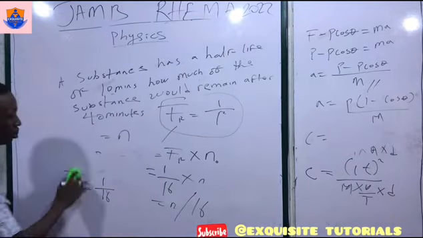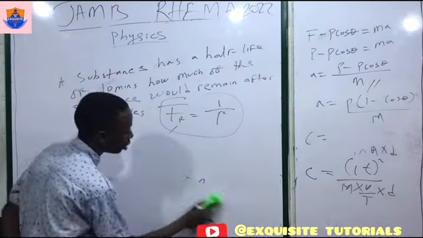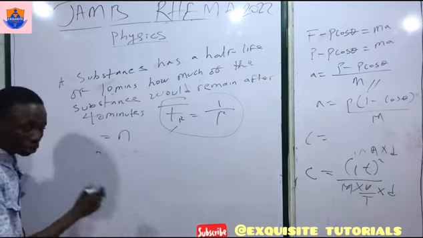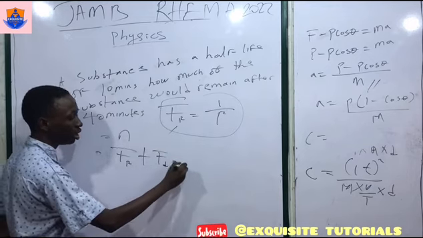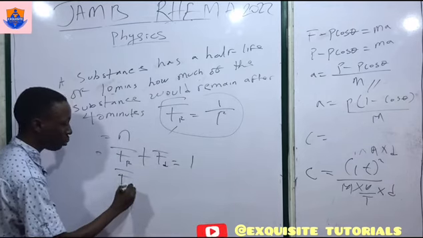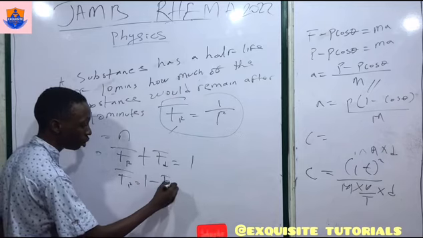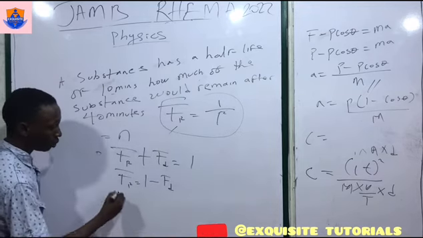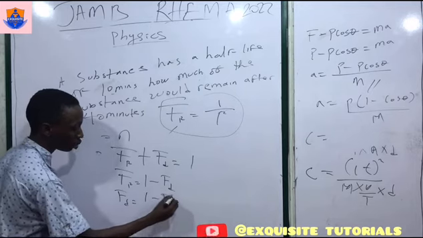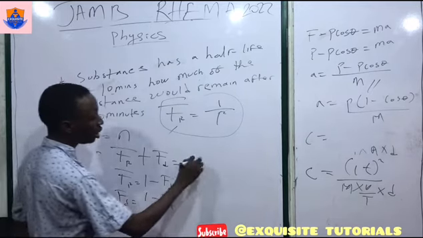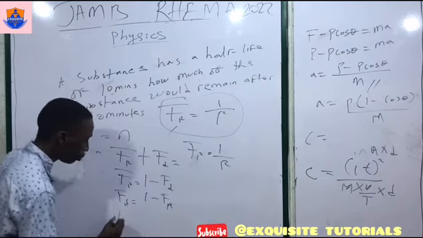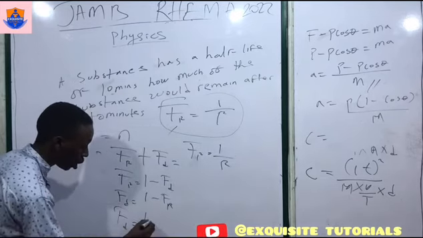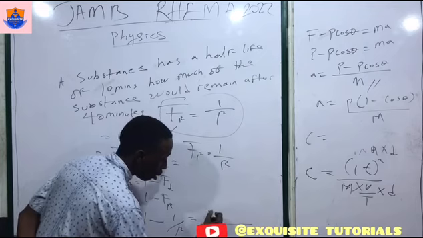Okay, for just more cases, let me drop the formulas. Just note these formulas. Fraction remaining plus fraction decayed is equal to 1. So fraction remaining is equal to 1 minus fraction decayed, or fraction decayed is equal to 1 minus fraction remaining. We have already said that the fraction remaining is equal to 1 over arrow. So fraction decayed will be equal to 1 minus 1 over arrow, which is equal to (arrow minus 1) over arrow.